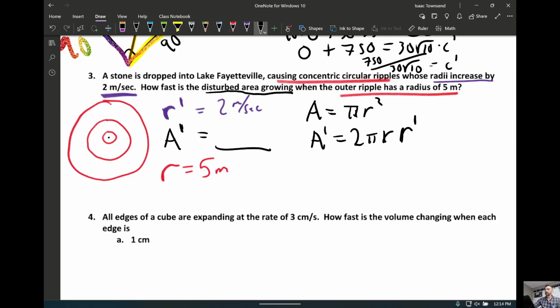If I start plugging in, I don't know what A prime is, because that's what I'm searching for. 2 is just a number, pi is just a number, r was given to me, r prime was given to me.